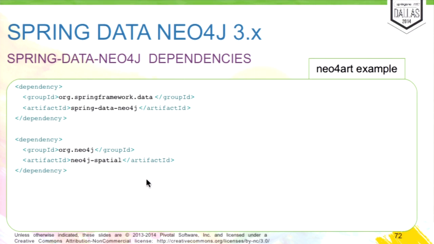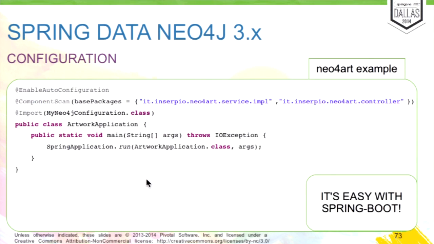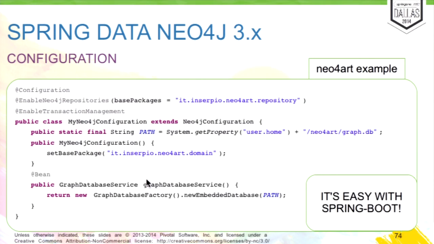Then we have to configure the dependencies for Spring Data Neo4j, which actually are only 2 dependencies, one for Spring Data Neo4j, and the second one, which is only necessary for special queries, which is Neo4j Spatial. Then we configure the main application for Spring Boot, which is the class that starts when we run Spring Boot. We add the component scan, and we import another configuration file. Then we enable the auto configuration, so Spring Boot can manage all the work for us.